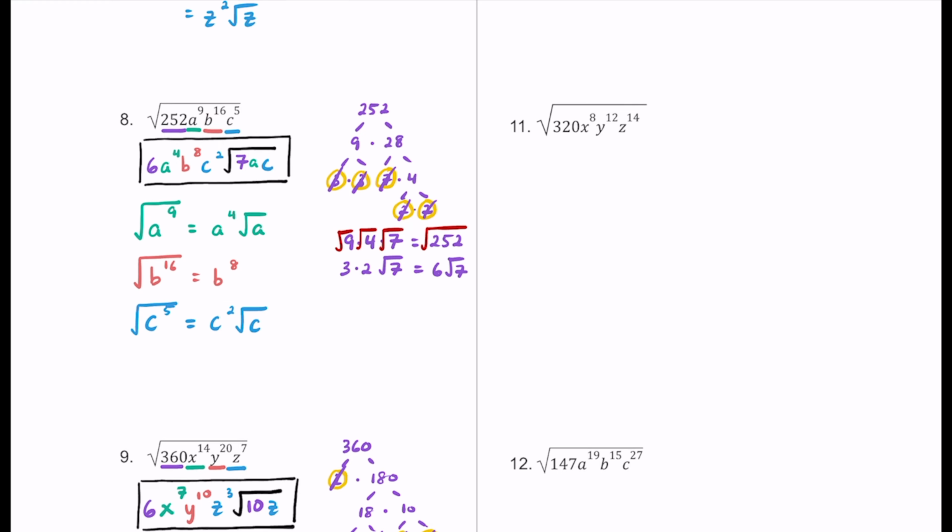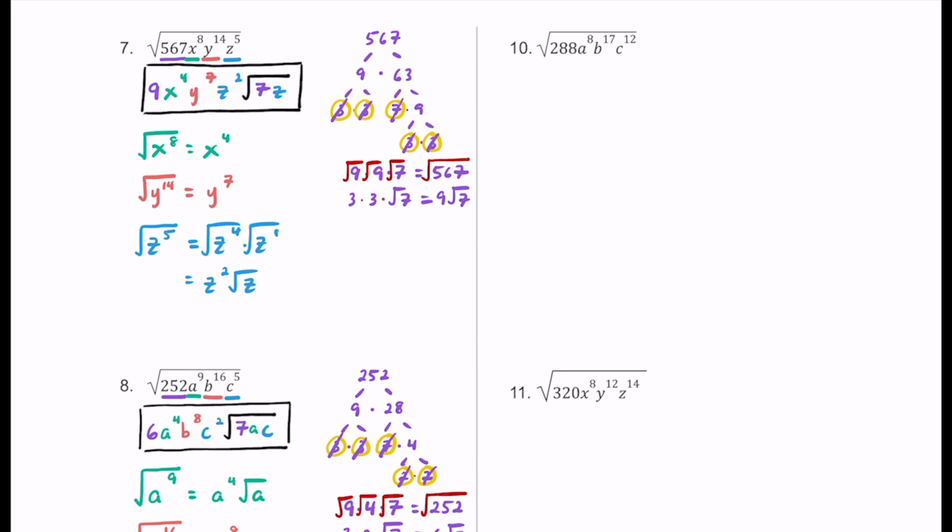Here's number 10. For number 10, we have the square root of 288a to the 8th power, b to the 17th power, c to the 12th power. Now 288, I think we've actually seen before. If we divide 288 by 2, that's going to be 2 times 144, right? 144 multiplied by 2 is equal to 288. If we take the square root of 288, that's the square root of 2 times the square root of 144. Root 144 is 12, so we have 12 root 2. Okay, that's the square root of 288.